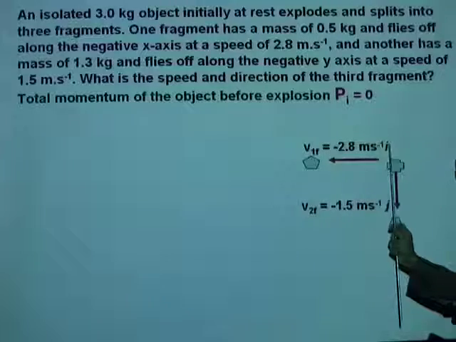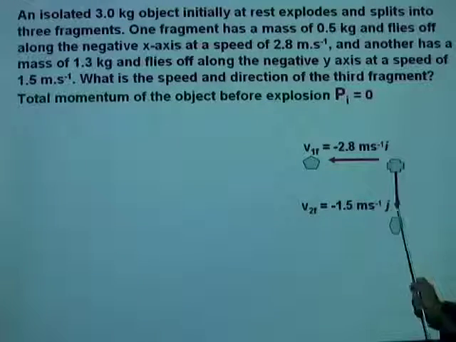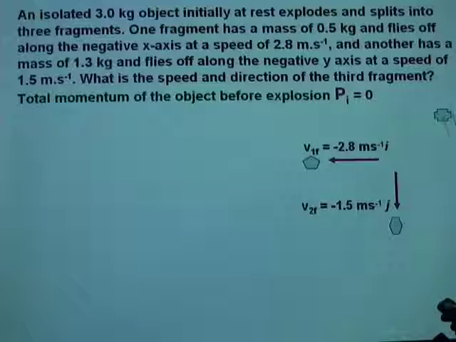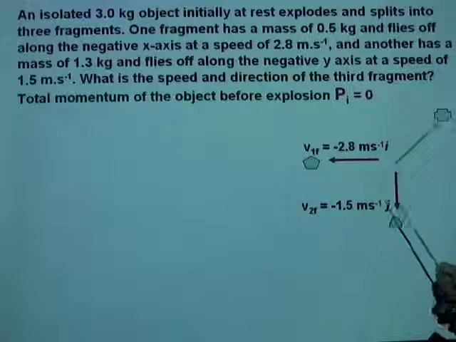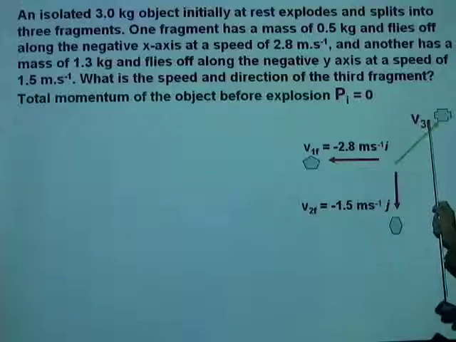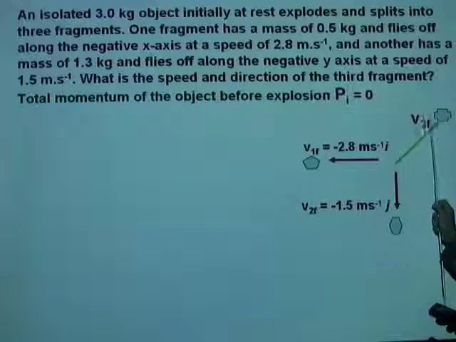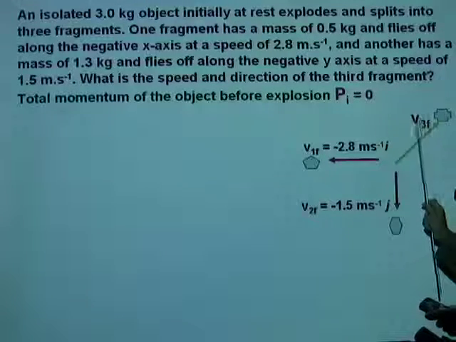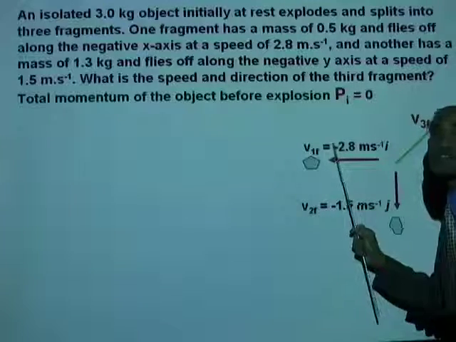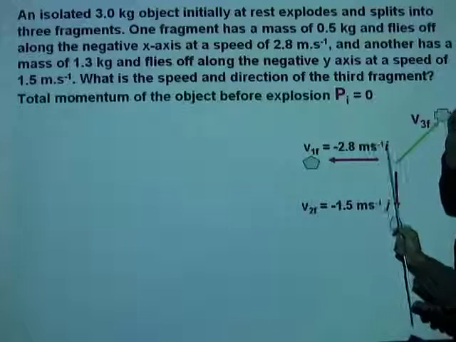Now watch how we represent the x and y directions. It's very important to do that. And now what happens to the third piece? The third piece must go somewhere in that direction so that the total momentum remains 0. We need to find the final velocity of the third piece, and I call it V3F. So V1F is negative 2.8 meters per second i.